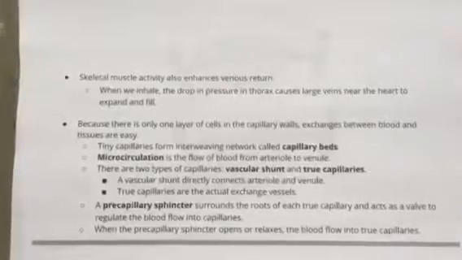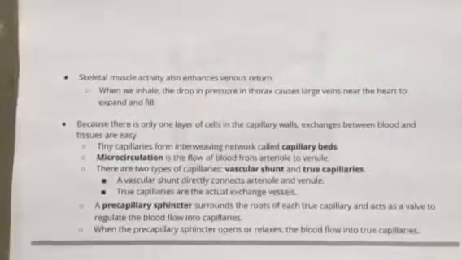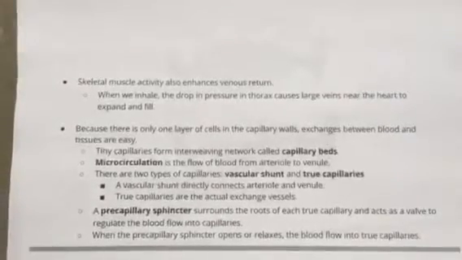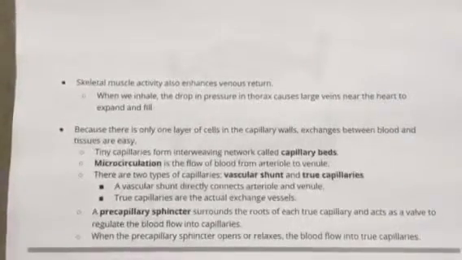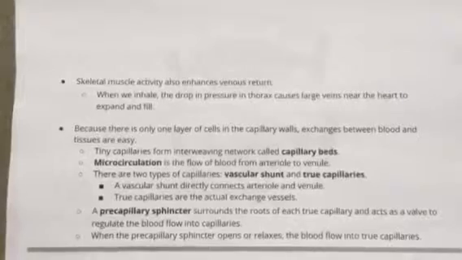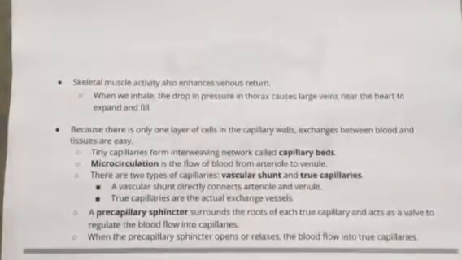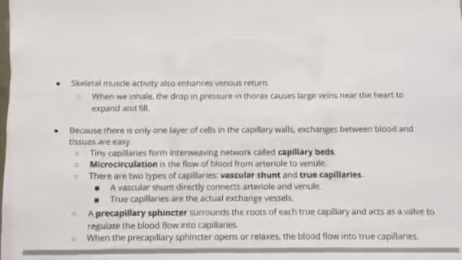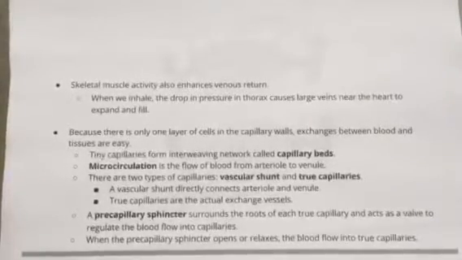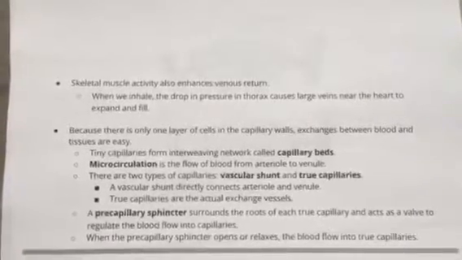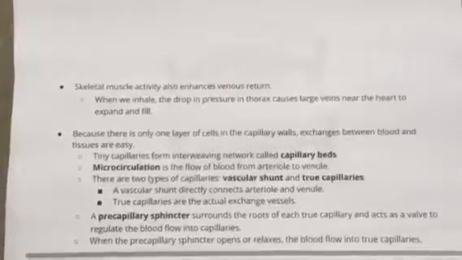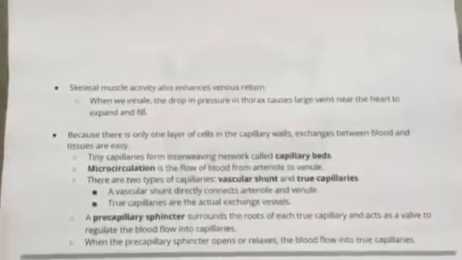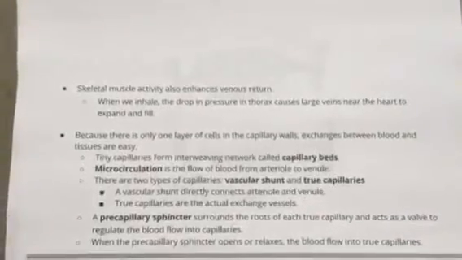A vascular shunt directly connects the arterioles and venules. True capillaries are the actual exchange vessels. A capillary sphincter surrounds the root of each true capillary and acts as a valve to regulate the blood flow into capillaries. When the capillary sphincters open or relax, the blood flows into true capillaries.